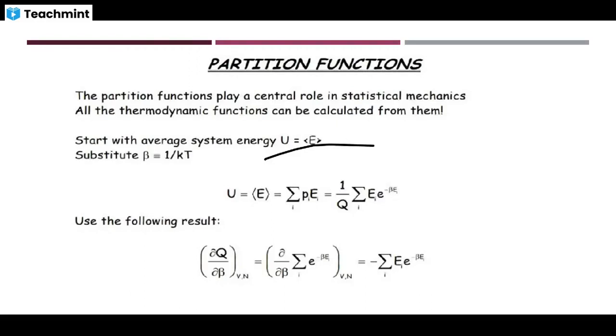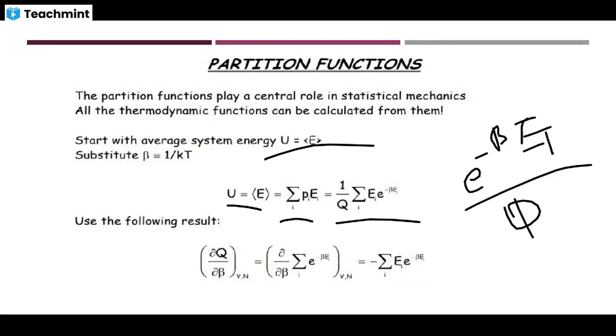Substitute beta equal to 1 by kT. Then the average internal energy, or average system energy, equals the sum of probability times energy. The Pi is nothing but 1 by Q into e power minus beta Ei. Pi equals e power minus beta Ei divided by Q. That is the Pi.